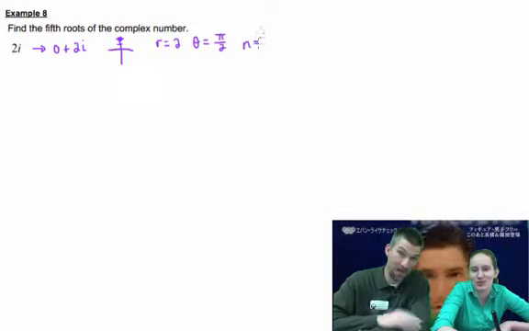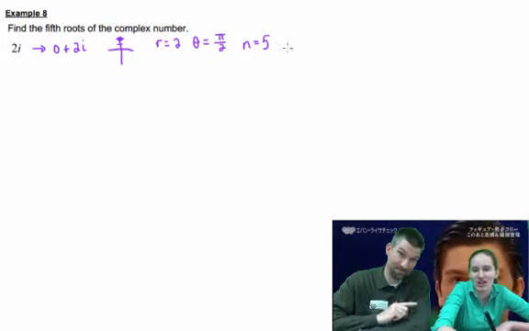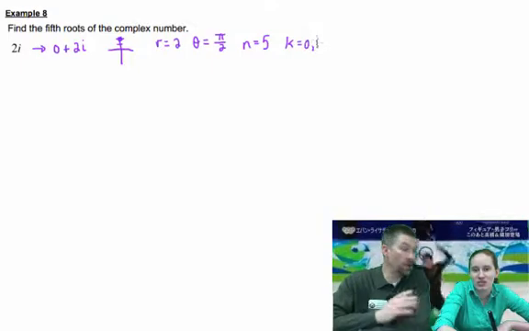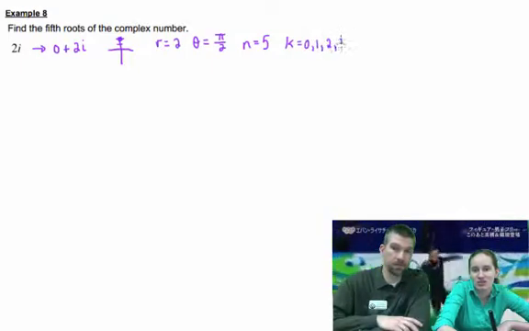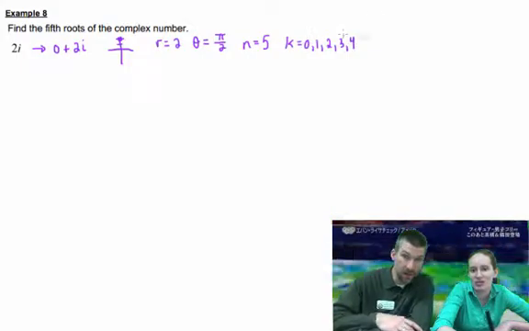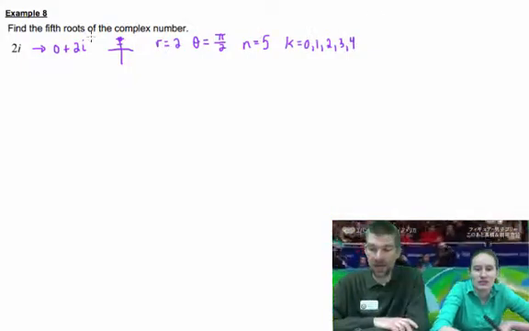It's the fifth root, so n is 5, which means that the values we're going to plug in for k are 0, 1, 2, 3, 4. Always start at 0 for k. How many k's do we have there? We have 5 numbers because it's the fifth root.